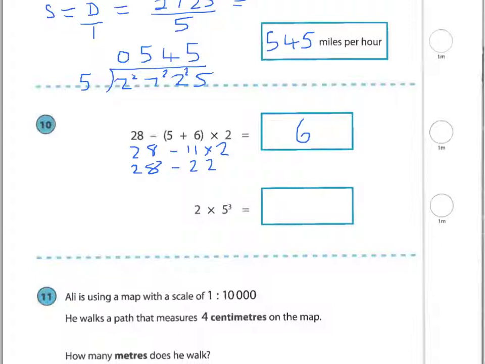Now in the second calculation, we must do the indices first. So 5 cubed. Well, that means 5 times 5 times 5. And that gives me 125. So then we do 2 times 125, which is 250.